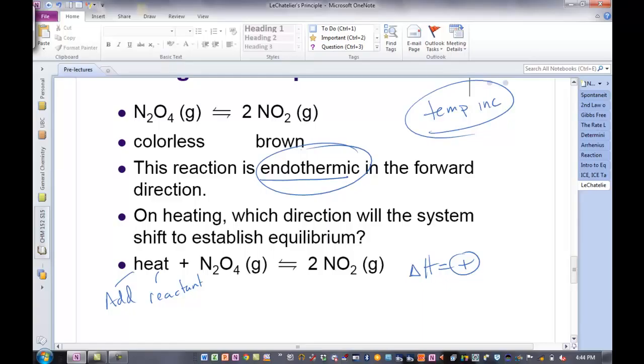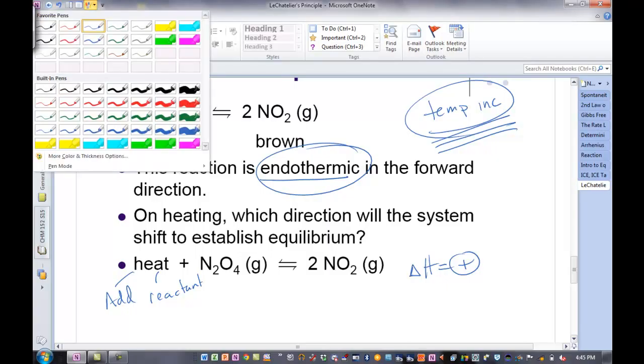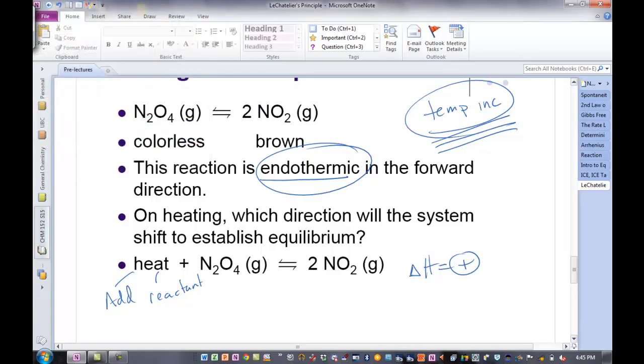Now we're going to increase temp. We're going to add heat, add thermal energy. Okay? So let me erase. I'm trying to think where my eraser is. Do I have an eraser? Where is my eraser? I guess I don't. Let's get rid of that.